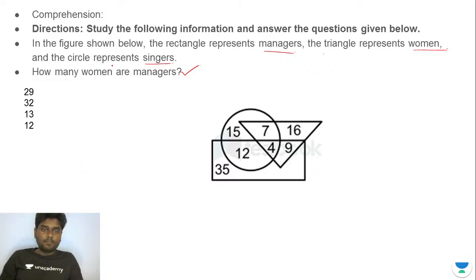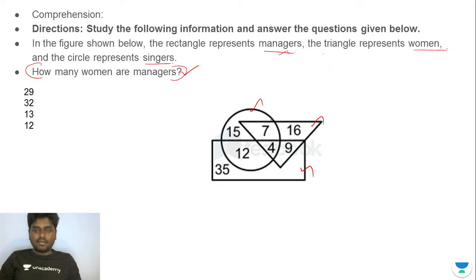So listen very carefully. You have a rectangle, a circle, and a triangle. You have three types of figures here, and they have clearly said the rectangle represents managers, the triangle represents women, and the circle represents the singers. Fine. So you are asked to find how many women are managers. That's your question. Come on. So just by looking at the Venn diagram, we need to find how many women are managers.